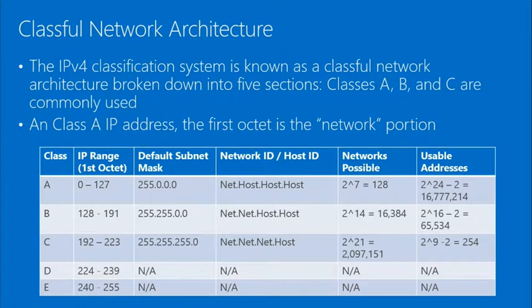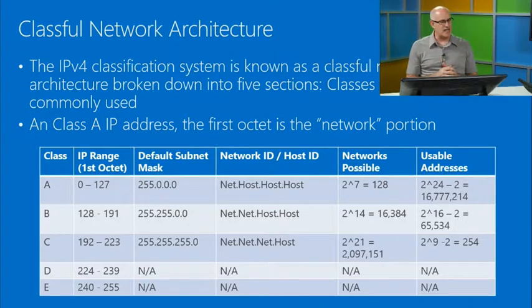Classful network architecture. So the IPv4 classification system is known as a classful network architecture. It's broken down into 5 sections, Class A through E. Class A is your IP range, your first octet, 0 through 127. Your default subnet mask, 255.0.0.0. Let's step back here for a minute. We're talking about network architecture. We're talking about classes and subnet masks and ranges.